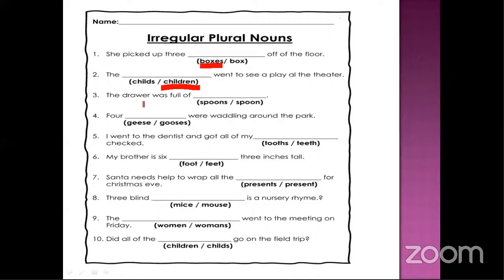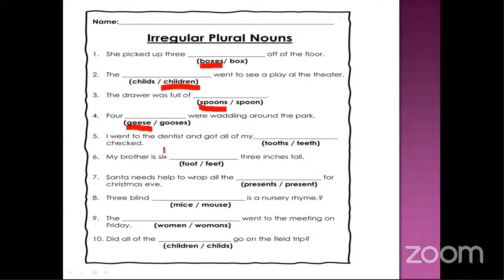Third one. The drawer was full of spoons. Spoon, spoons. So what is the correct answer? Full of spoons. There are a lot of spoons. Number 4. 4 blank were waddling around the park. Can you remember this word? Yes, we found earlier. So the correct word is geese. 4 geese. 1 goose, 4 geese.